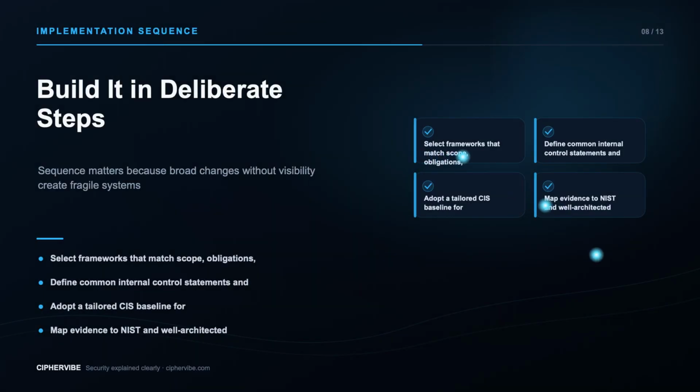Implement this layer in a sequence that preserves evidence and limits blast radius. First, select frameworks that match scope, obligations, and cloud providers. Second, define common internal control statements and owners. Third, adopt a tailored CIS baseline for priority services. Fourth, map evidence to NIST and well-architected review questions. Fifth, review exceptions, measured gaps, and changes on a regular cadence.